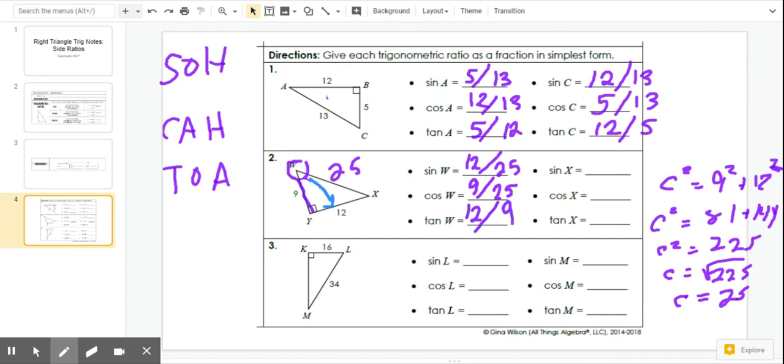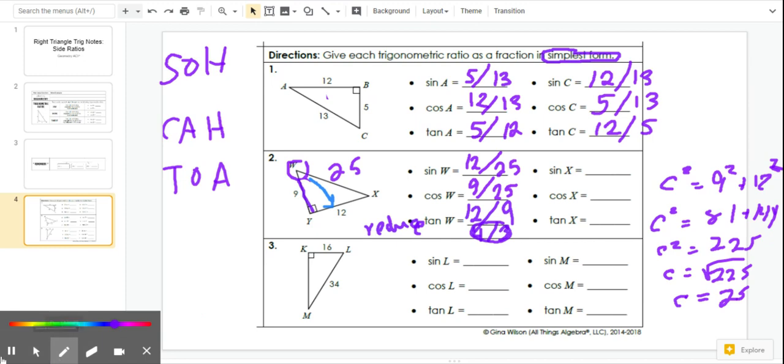So 12 over 9. Now it did say to write this in simplest form. So simplest form means that it's reduced. So far we haven't really run into any issues with that. But now we did, because 12 over 9, we can reduce that. So we're reducing this. We're going to divide 12 and 9 by 3. And if we do that, we get 4 over 3. So that's the correct answer to that one.